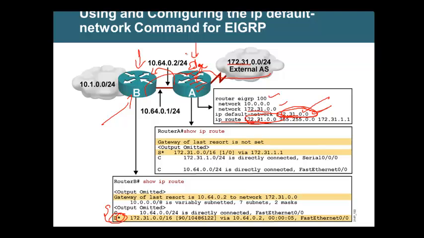In the newer version of EIGRP, the summarization is off. So you need to turn on the summarization by saying auto-summary. In the older version of EIGRP, auto-summarization is on by default. Right? So we're going to do this right now.